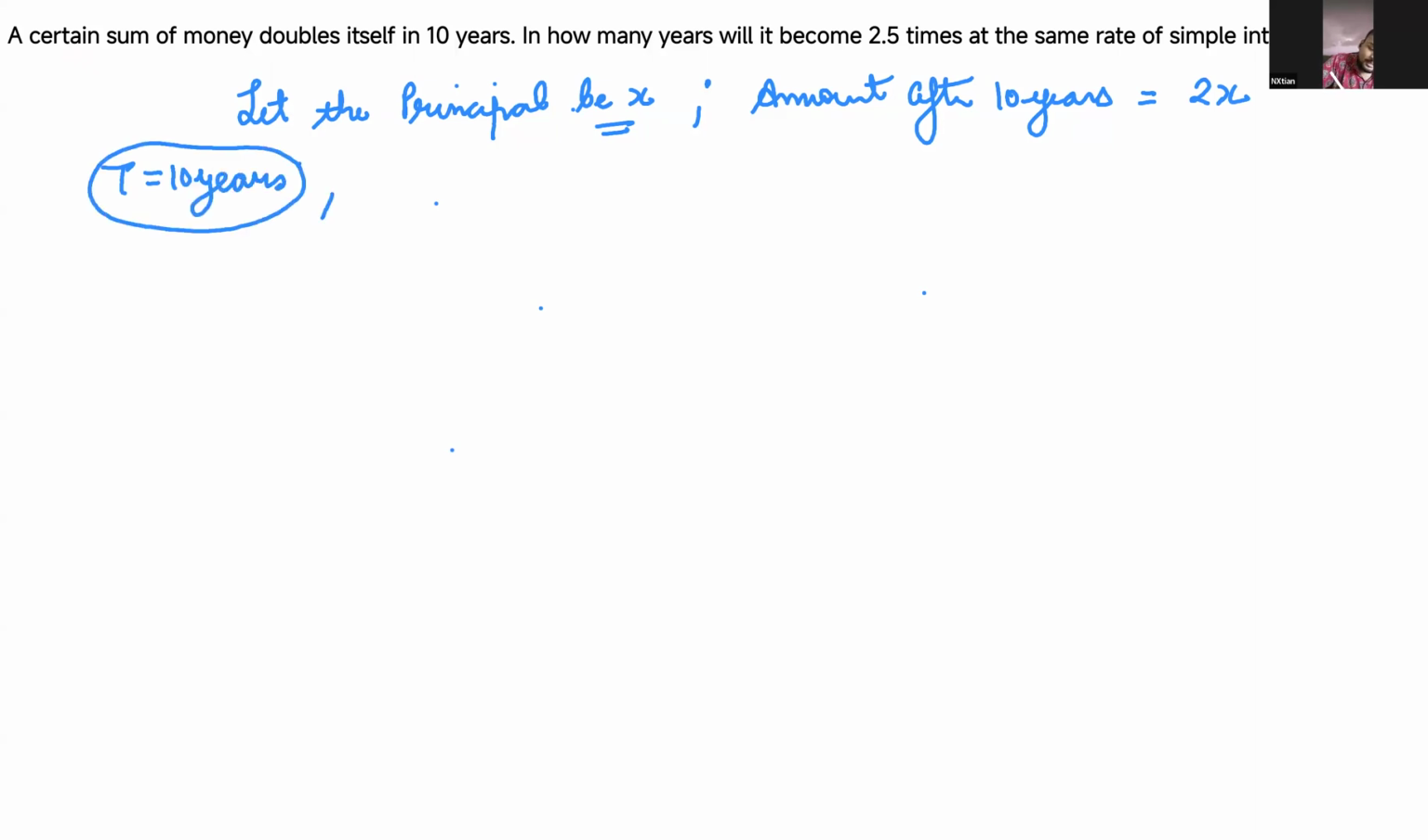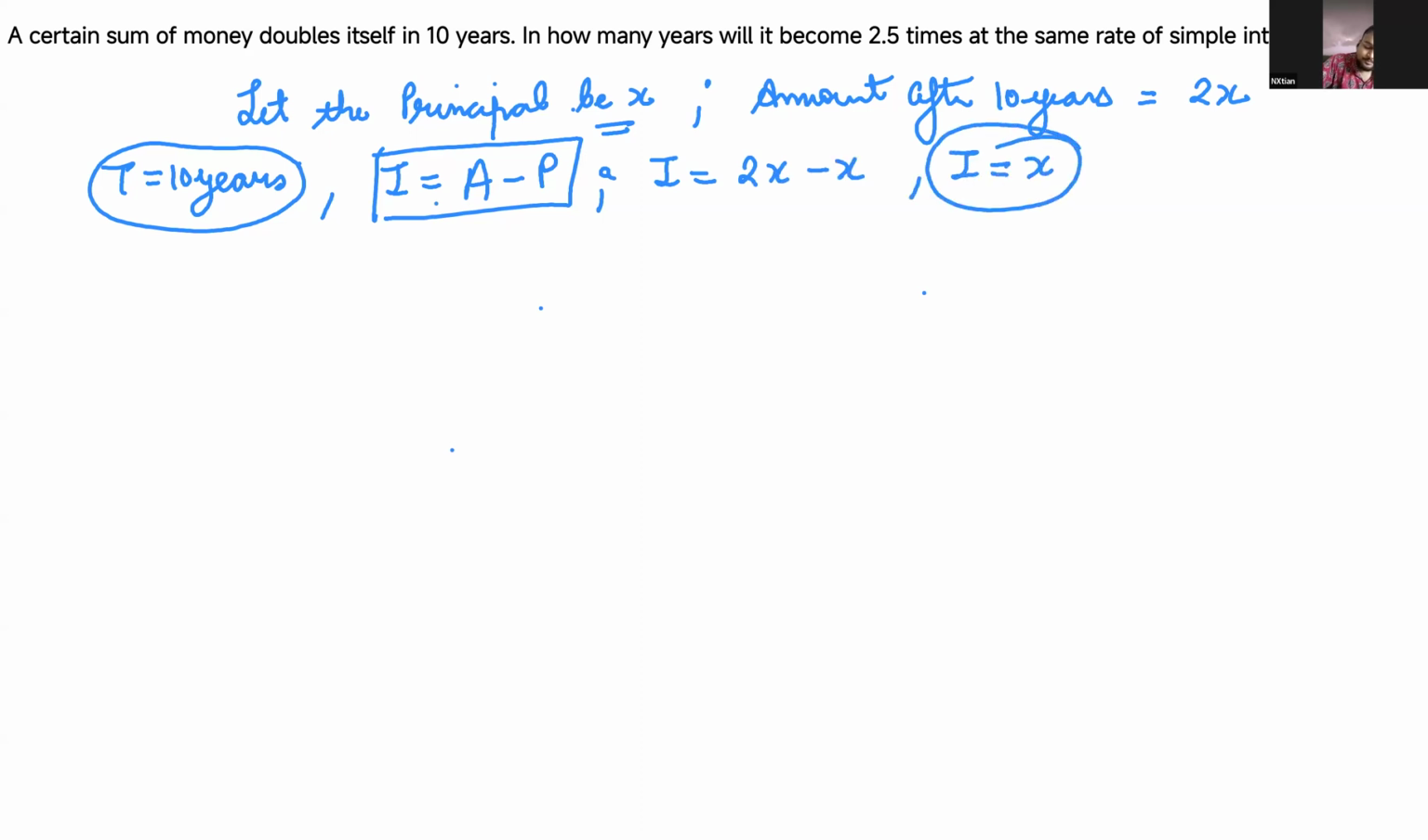And now what is the interest? Interest is basically amount minus principal. So I is equal to, what is the amount? Amount is 2x. What is the principal? Principal is x. So I becomes x. Understood, guys? How did I become x, sir? See, interest is equal to amount minus principal. Amount is 2x because after 10 years it becomes double. Minus principal x, so I subtract it and it becomes x.